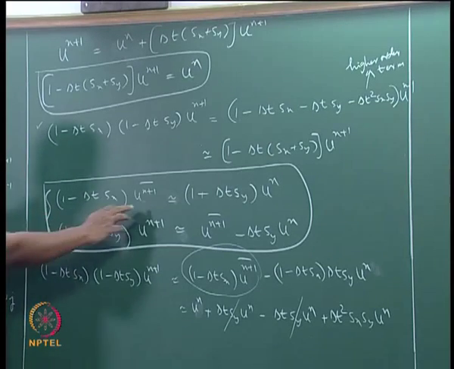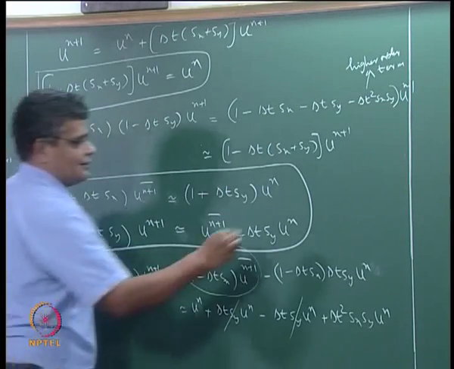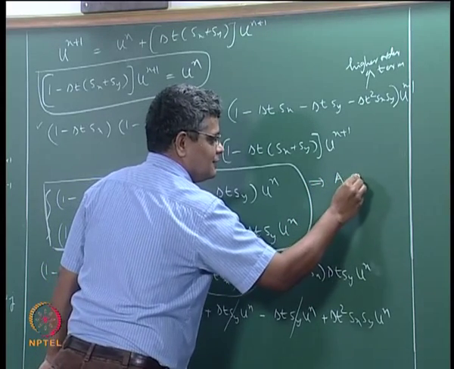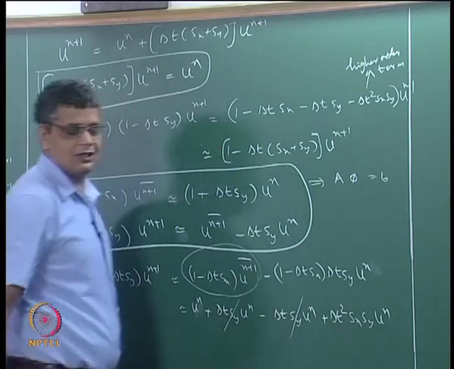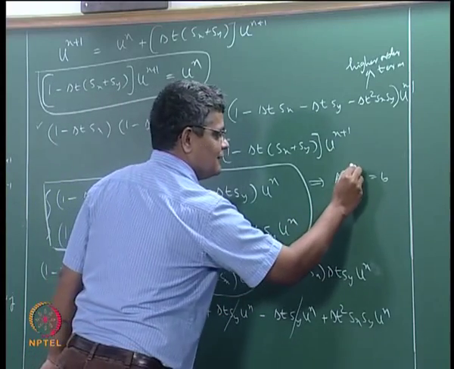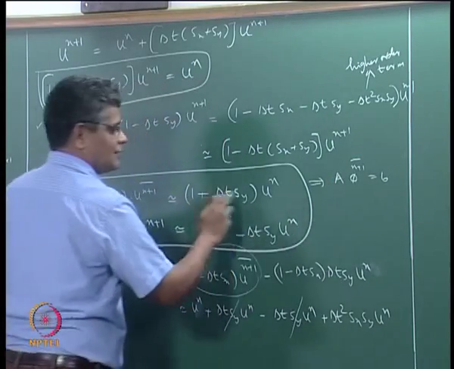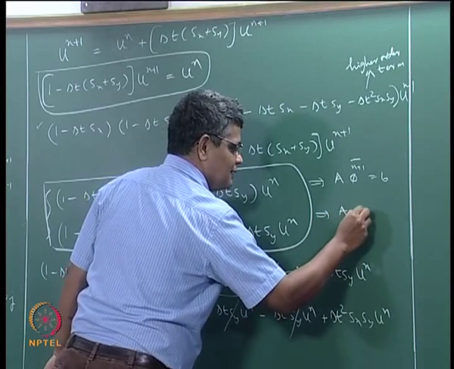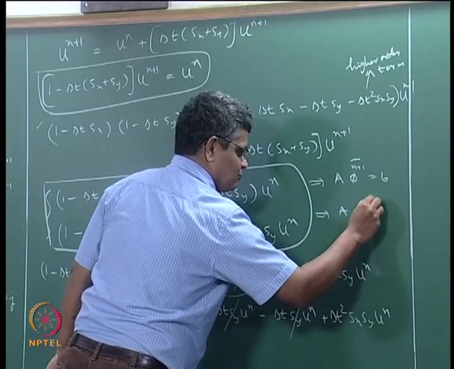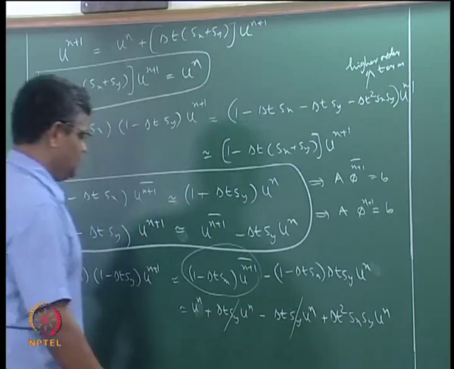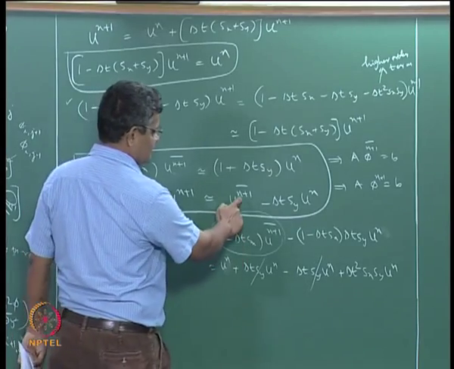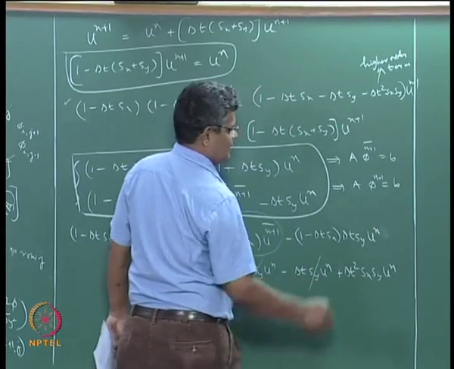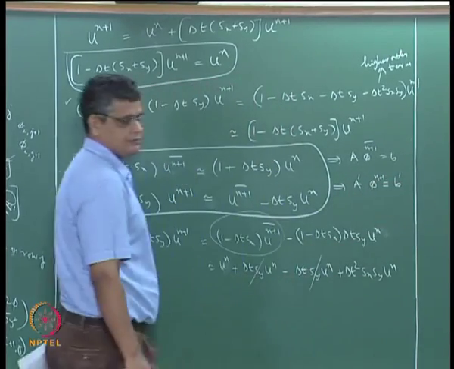Each of these here will give us a phi equal to b, which is a tridiagonal. In this particular case, phi n plus 1 bar equal to b, and this will be a phi n plus 1 equal to b, which is a function of n plus 1 bar and n. So let us call this b prime.